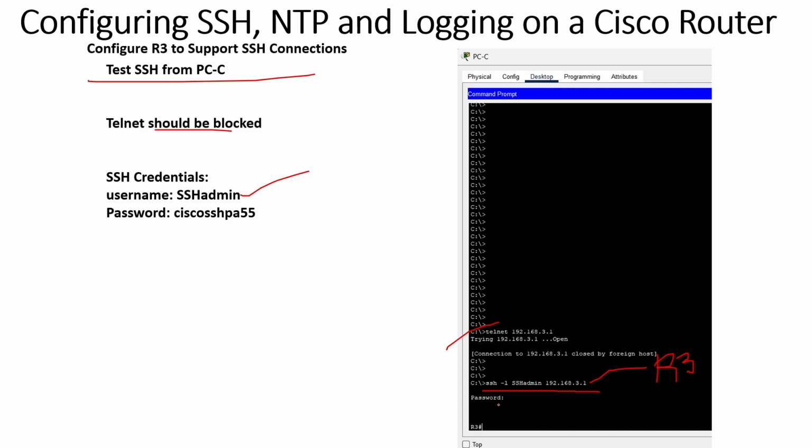Type in the password, it will not show as you type, then press enter, and basically you are remotely connected to the R3 router. You are not physically on the router, you're not physically on the console of R3, you are using PC-C as a means to access R3. So that is how SSH works.